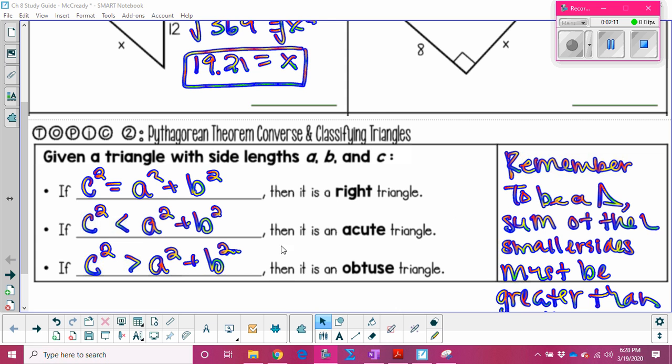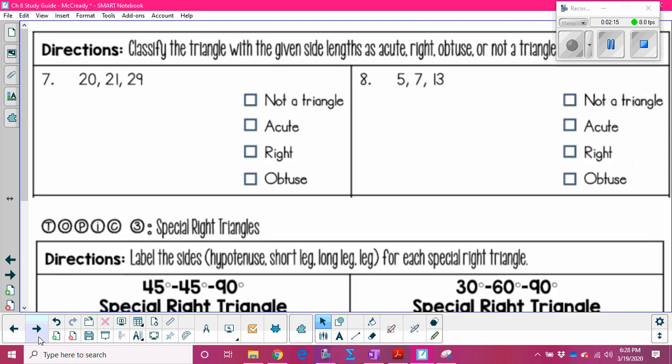Okay, so let's look at some more examples of this. Okay, so looking at number 7. All right, in order to classify these triangles as acute, right, obtuse, or not a triangle, you have to check to make sure it is a triangle. So you're going to add the two smaller sides together, 21 plus 20, and that has to be bigger than the third bigger side, which is 29. All right, so 21 plus 20 is 41, so it is bigger than 29, so it is a triangle.